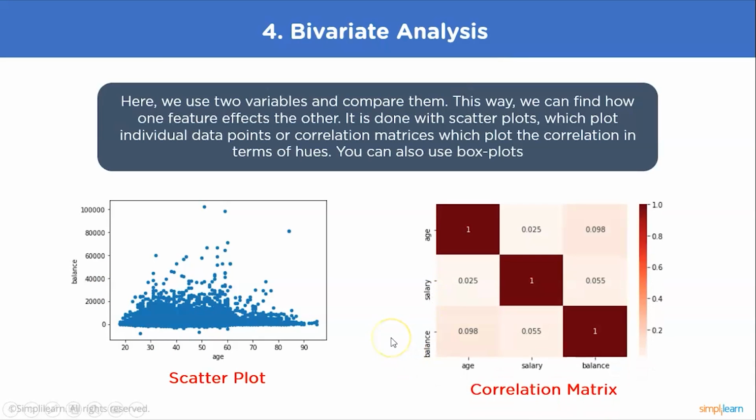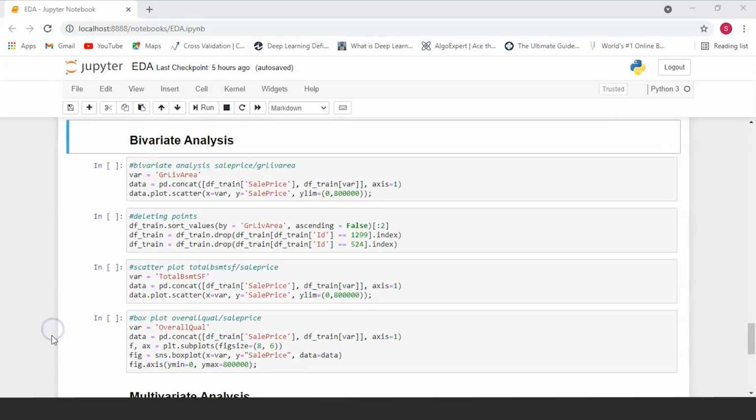And this is a correlation matrix. It tells us how different variables are correlated with each other or by how much they affect each other. So here you can see that the correlation is maximum between age and balance. This means that these two variables are the ones which are most dependent on each other, at least in terms of the two other variables that we're comparing. Now, let's take a look at different methods to perform bivariate analysis.